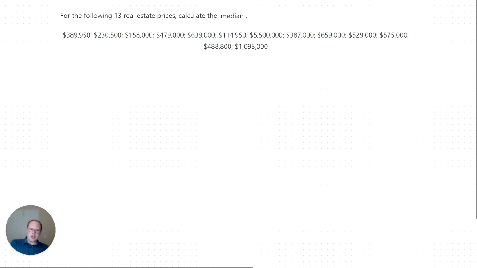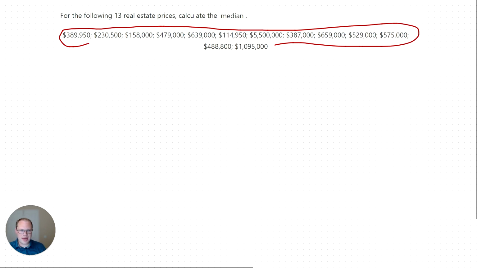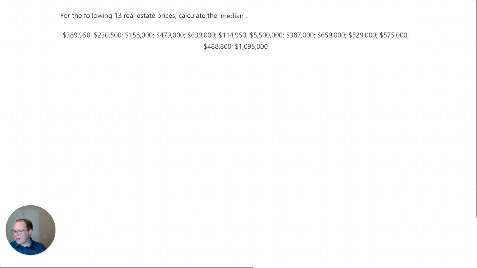Now, what if we want to use our calculator for this? Well, if we want to use our calculator, we have to write the data in a way that the calculator likes. Right now, if we just entered the data like this, our calculator is going to freak out. Let me show you what happens.